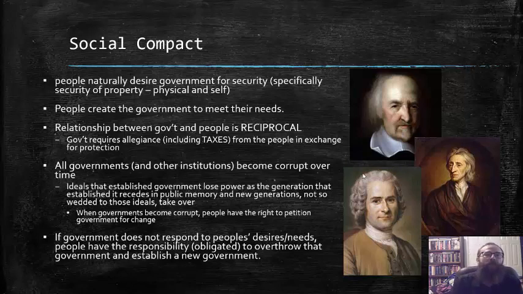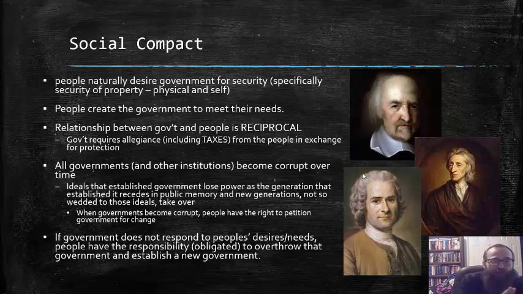to the people. Now, all governments, and other institutions for that matter, tend to become corrupt over time. What I mean by this is that the ideals that establish those governments in the beginning tend to lose power as the generation that established that government recedes in public memory, and new generations, not so wedded to those initial ideals, take over. When governments become corrupt, people have the right to petition the government for change. This is fundamental to that idea of the social compact.